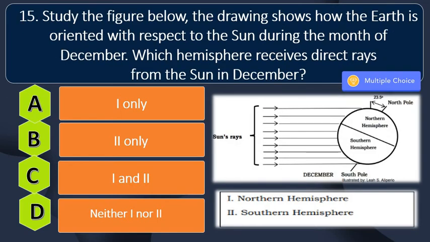For the last question, we have: study the figure below. The drawing shows how the Earth is oriented with respect to the Sun during the month of December. Which hemisphere receives direct rays from the Sun in December? For 1, it's Northern Hemisphere. 2, Southern Hemisphere. Is it A, 1 only, B, 2 only, C, 1 and 2, and D, neither 1 nor 2? Okay, you're correct. It's only 2, and that is letter B. Congratulations for those who got it right.